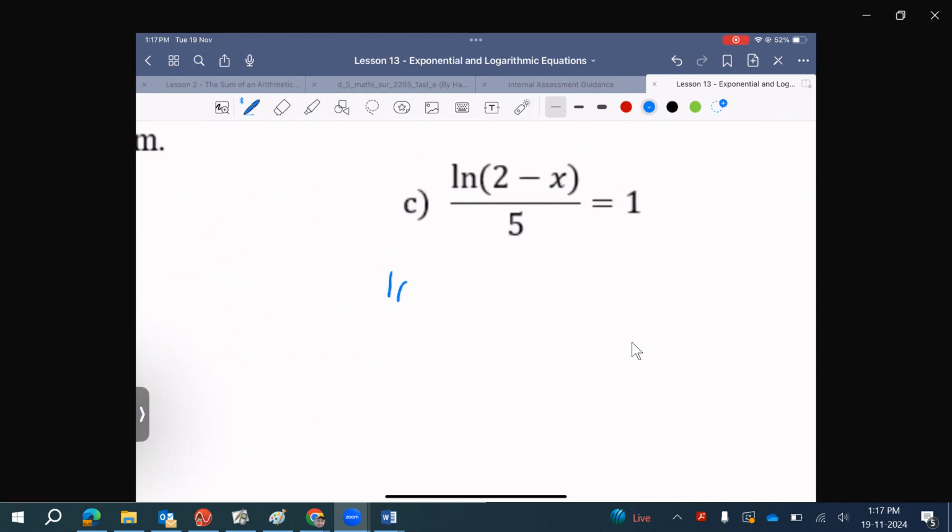So let's rearrange it. We get ln of 2 minus x is equal to 5. And then 2 minus x is equal to e to the 5. So simply we can express x as, just move that way. We get 2 minus e to the 5.